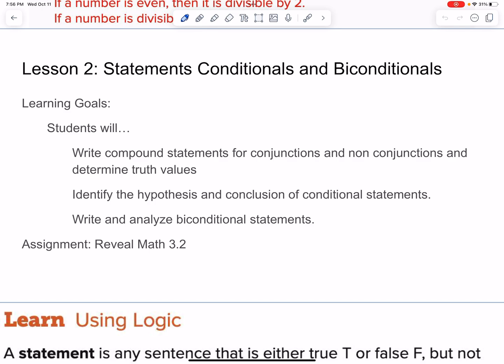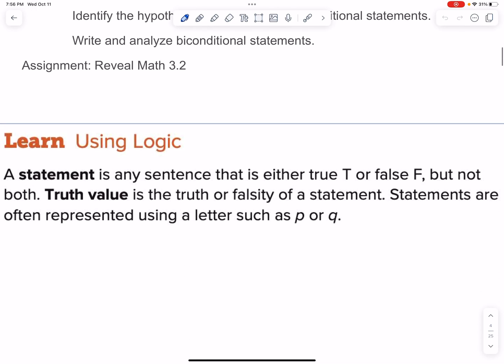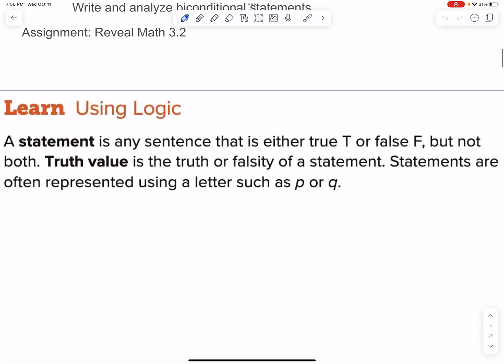So our learning goals for today are to be able to write a compound statement using conjunctions and negations and determine truth values, identify the hypothesis and conclusion of conditional statements, and write and analyze biconditional statements. And again, as always, we'll have a practice set and reveal math. So kind of like last lesson, lots of terminology, lots of trying to understand the ins and outs before we dive into an actual proof. We need to understand statements and conjectures and all types of other truth values of these statements.